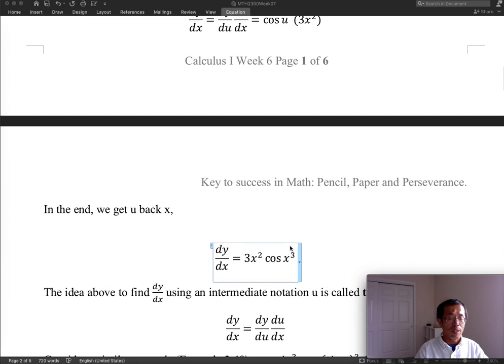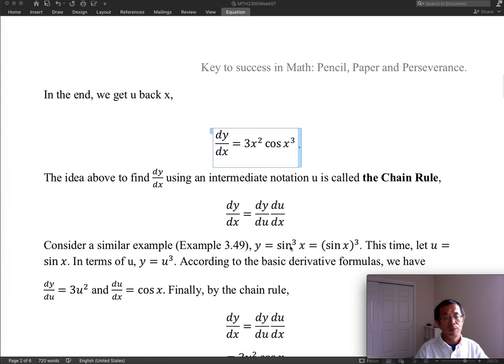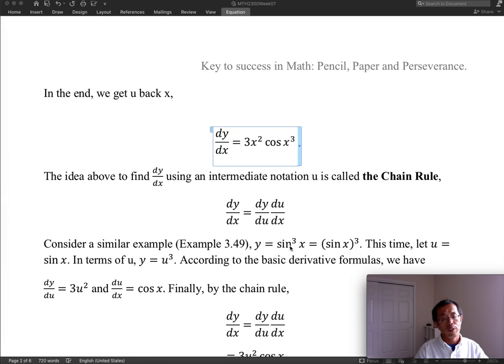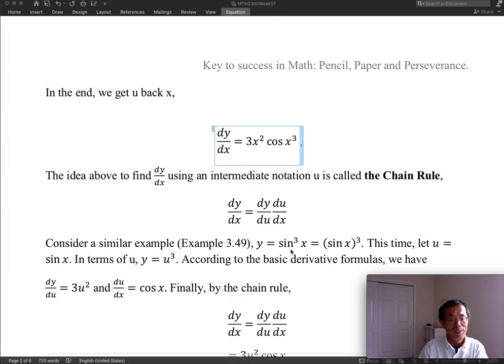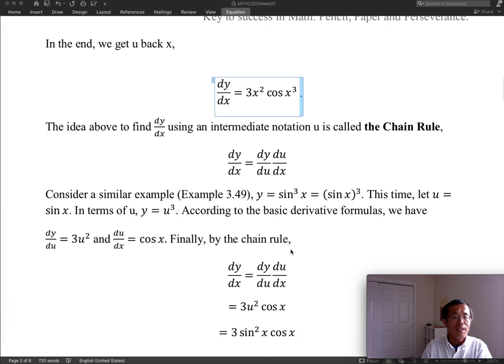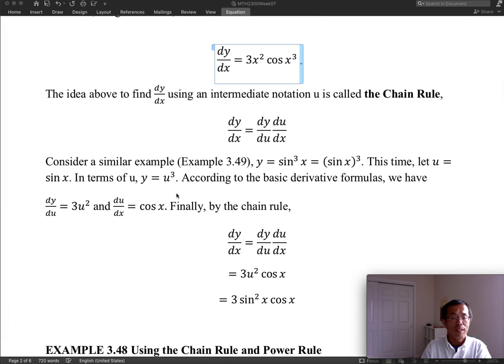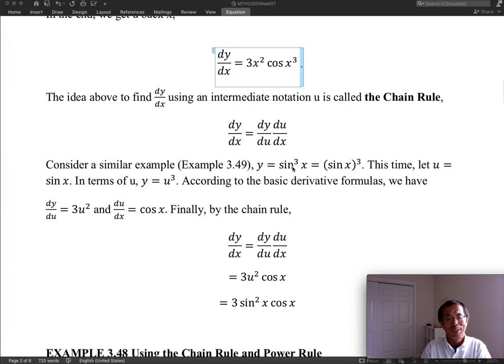If you have any questions, do send me an email or feel free to join those online sessions. And then we are going to do a little more, maybe a lot more, about the chain rule. There's really a lot more we need to consider. So the next example is the example in the textbook, 3.49. I put my example first and then the textbook example.